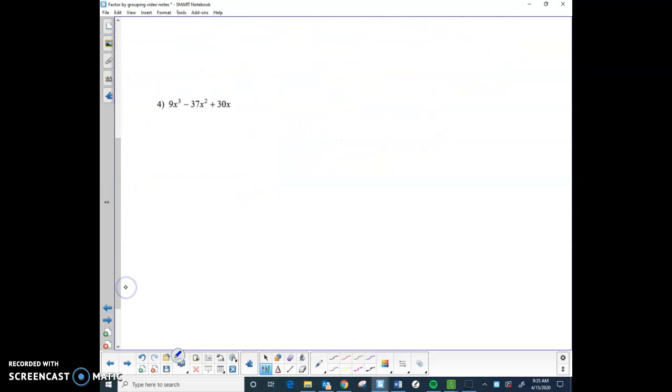All right, last example we're going to do. So again, I can pull out an x, but nothing else. There's no other common factors that I can pull out of there. So we're going to multiply our 30 and our 9, so we get 270. But this time we need numbers that add to a negative 37. So the signs on 9 and 30 are both positive, which means we're multiplying a negative and a negative to get to our positive. So both of these numbers are going to be negative.